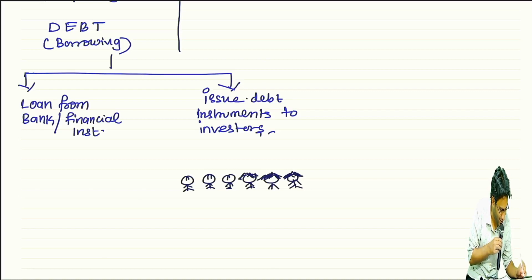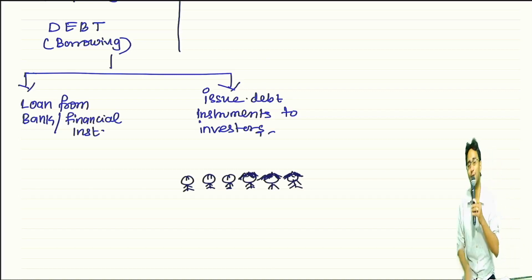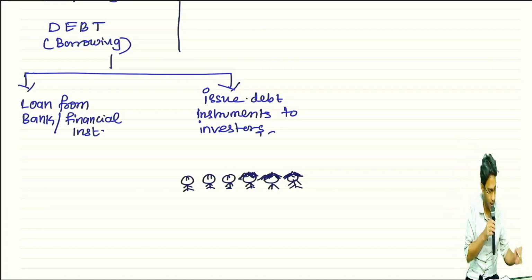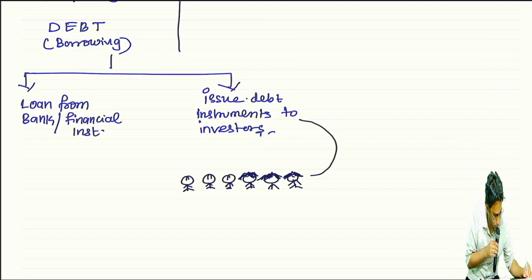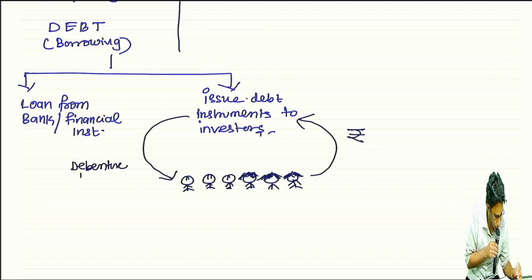Gender equality, sir. Otherwise, some people will raise voices. Now, see, sir, the company issues debt instruments to general investors, and these people pay money to the company, and the company will issue to them a debenture or you call it a bond.